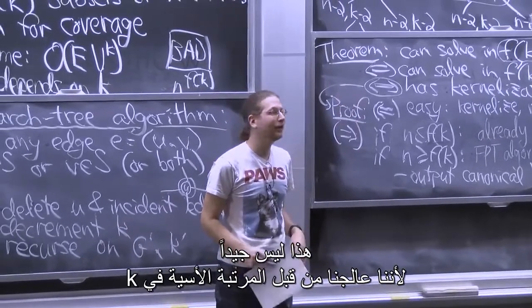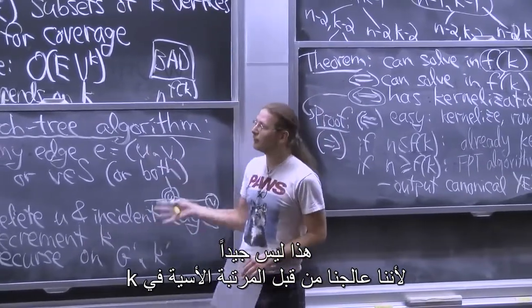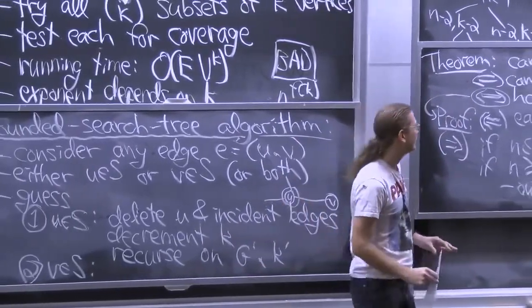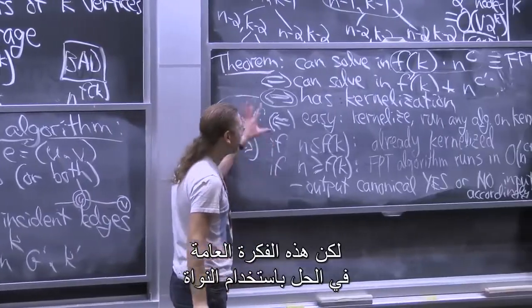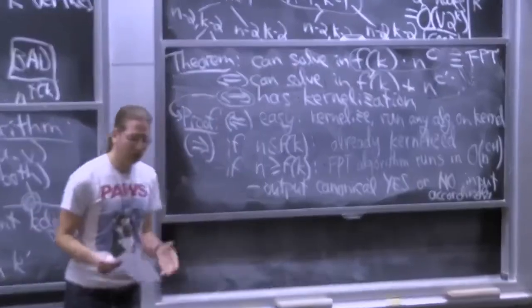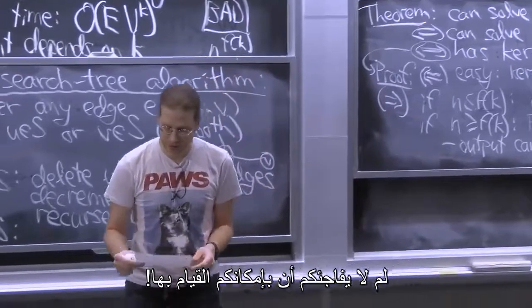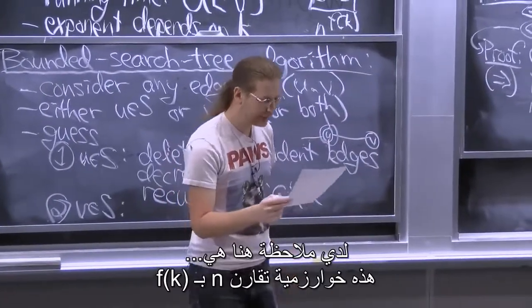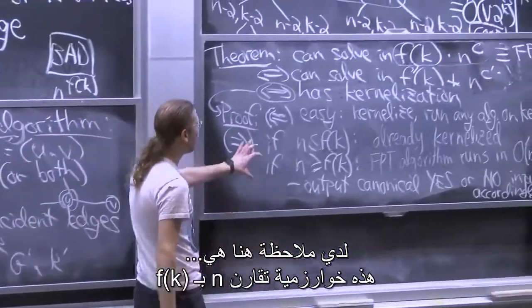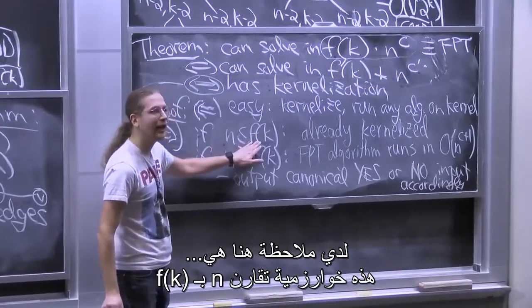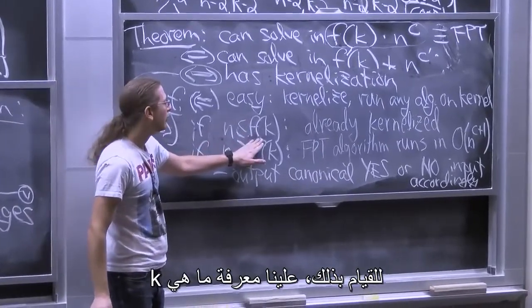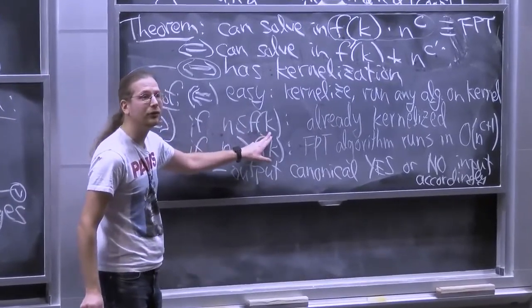That's not so hot, because I already know how to do exponential in k. All right. But this is the general idea of kernelization and why it's not surprising that you can do it. I have one catch here, which is this is an algorithm. It compares n to f of k. In order to do this, you have to know what k is.